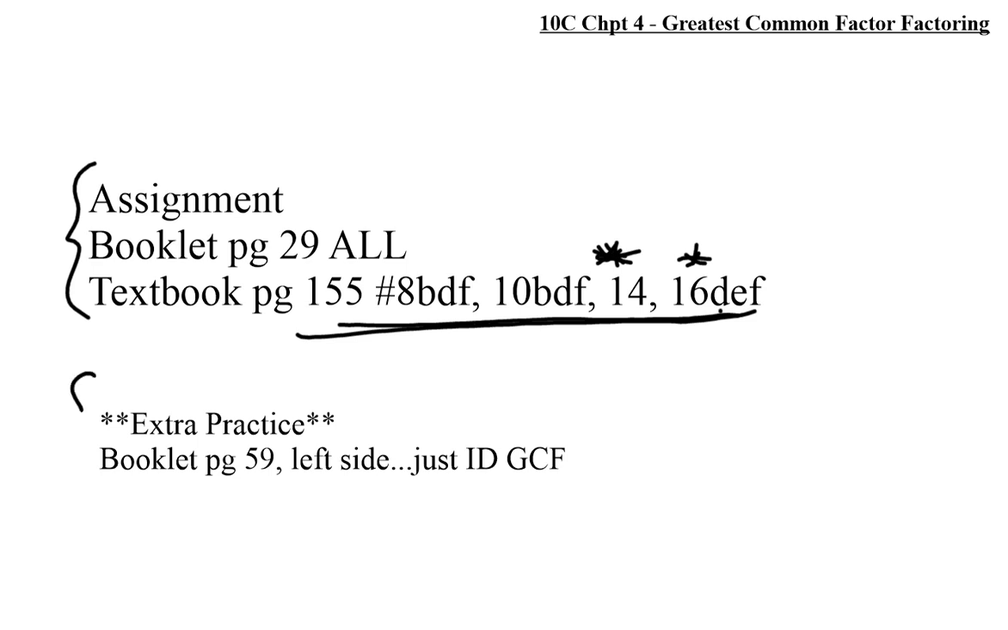And at the back of the booklet, you will find pages 59, 60, 61, I think 62. There is a whole bunch of factoring questions. Factoring is 4 little processes that require practice. So if you want extra practice, my suggestion is start with page 59, the left side, which I think is called page 61 actually, in the photocopy. This is just about identifying the GCF. This is the important step that I find students struggle with.